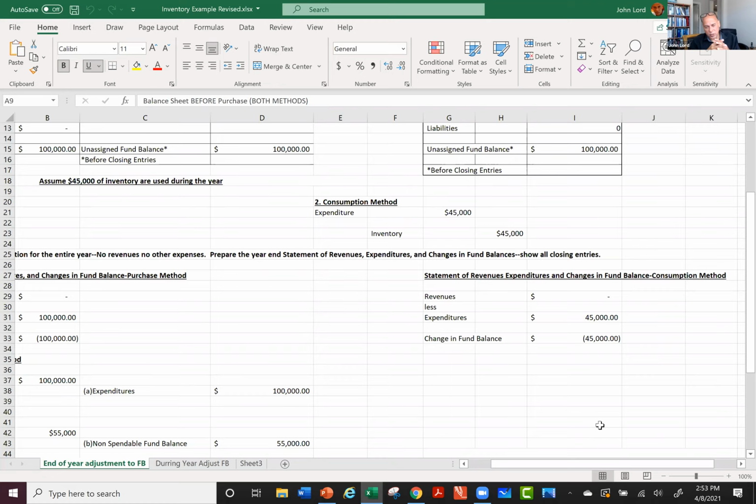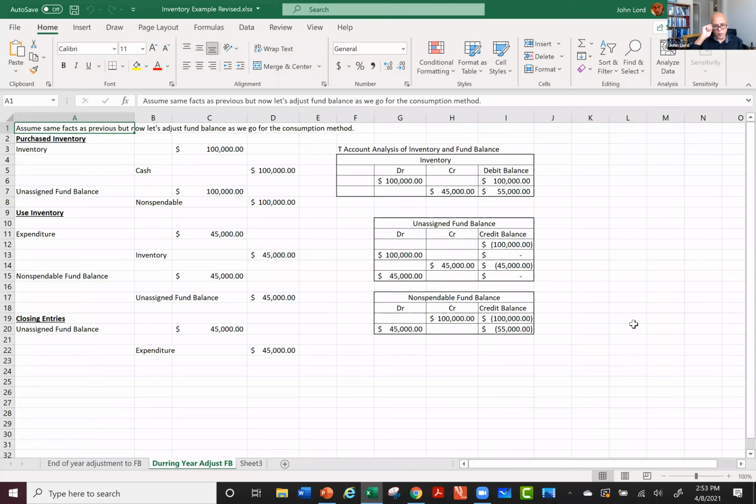And the way there would not be a material difference between the two is if I essentially used the same amount of inventory and purchased about the same amount of inventory year to year, then there probably wouldn't be that much of a difference between the two, and you could just use the expenditure method, okay? But GASB prefers the consumption method. Now, let's just take a look and review the consumption method.